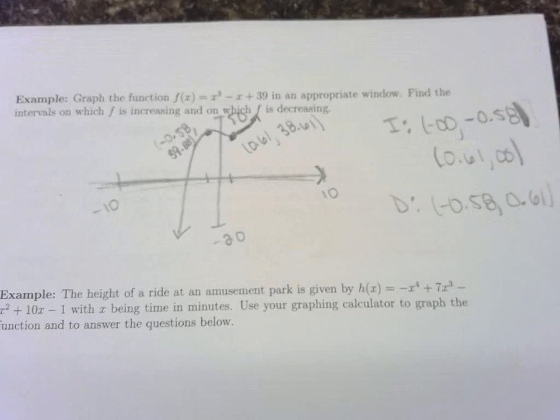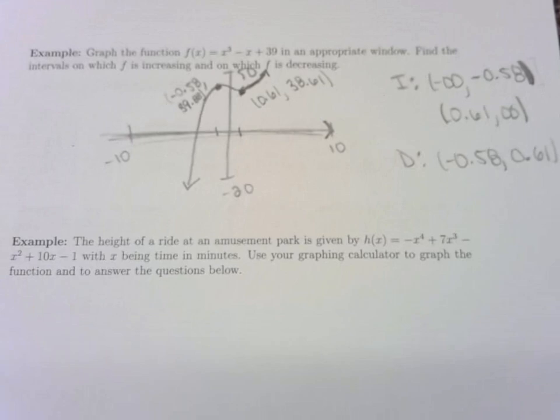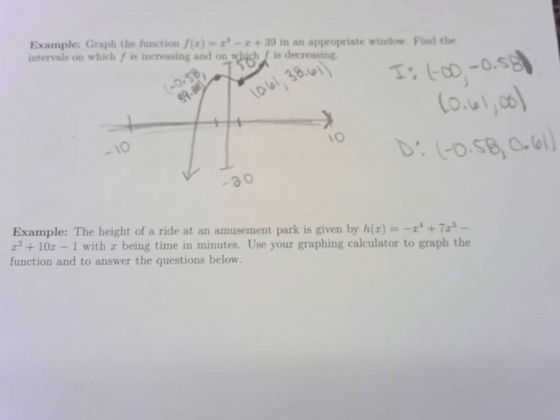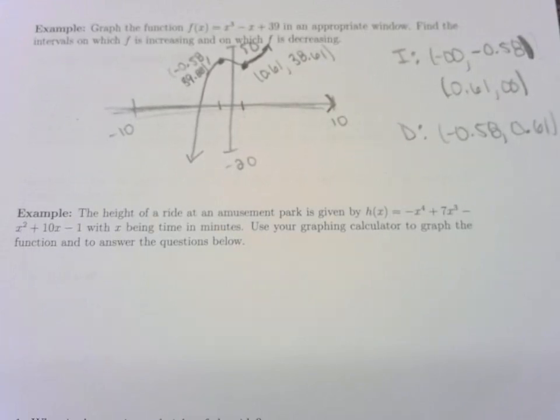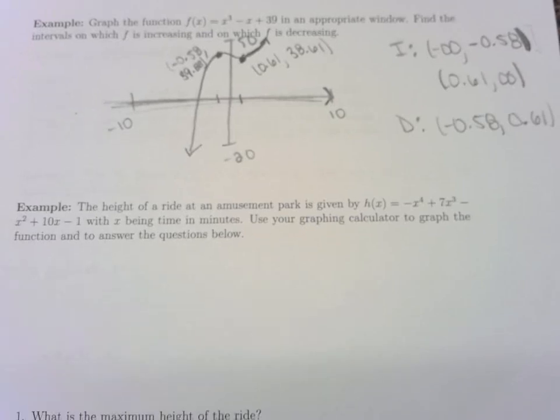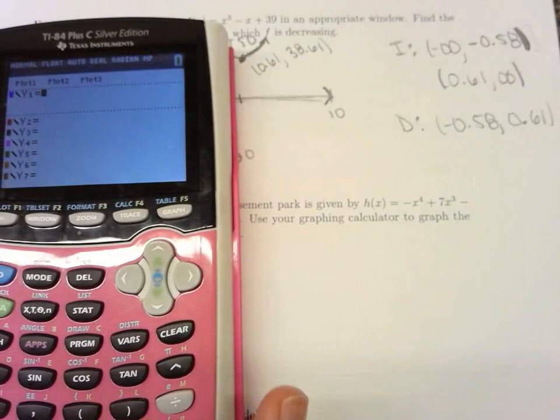Okay, one more example. It says the height of a ride at an amusement park is given by h of x equals negative x to the fourth plus 7x cubed minus x squared plus 10x minus 1, with x being time in minutes. Use your graphing calculator to graph the function and to answer the questions below. This would be very much like something on the SAT exam. Again, you're probably not going to have to graph something this complicated because they don't expect you to have a graphing calculator. But this is a great tool to have, and I'll explain why graphing calculators would definitely help you, especially in solving equations later.